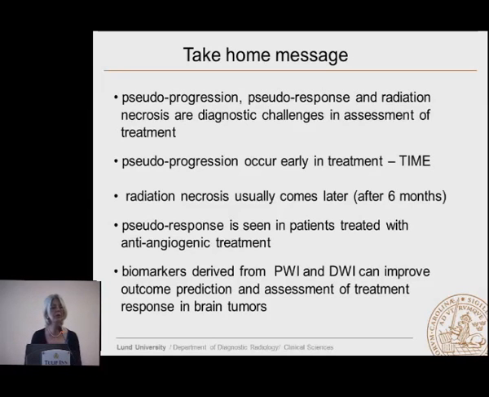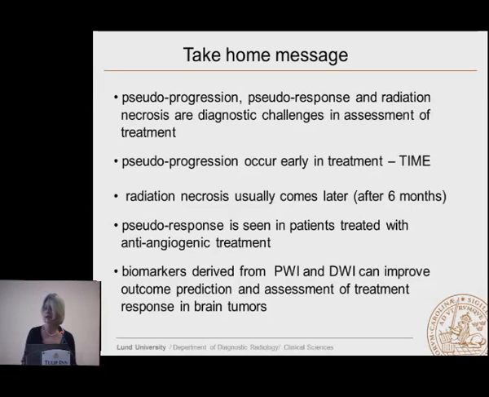Radiation necrosis usually comes later, after 6 months up to a year, but you could see patients with radiation necrosis several years after treatment. Suddenly they will come with pathological contrast enhancement within the radiation field. So that is important, to always have that clinical history and that background when you're dealing with that kind of patients. And pseudoresponse is something that we will see in patients treated with anti-angiogenic therapy. So the drug would tell you.